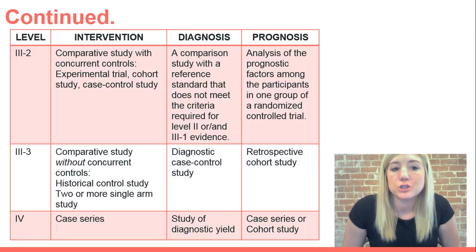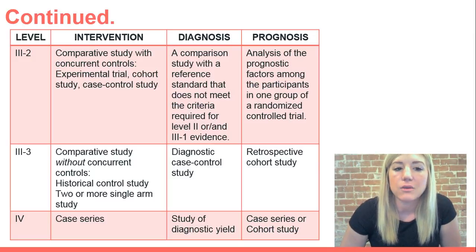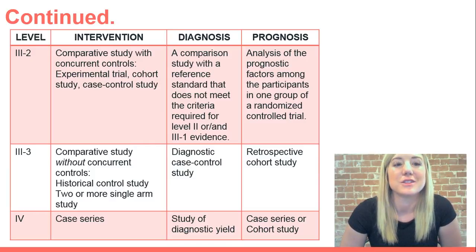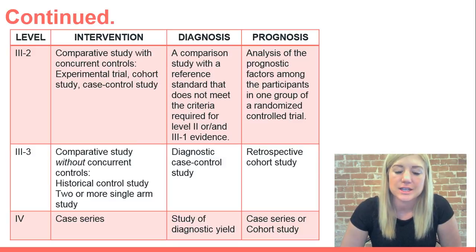Level 3, part 2 would be a comparative study with concurrent cohorts. So a cohort study, case control study. Level 3, part 3 is a comparative study without controls. And then level 5 would be case series.